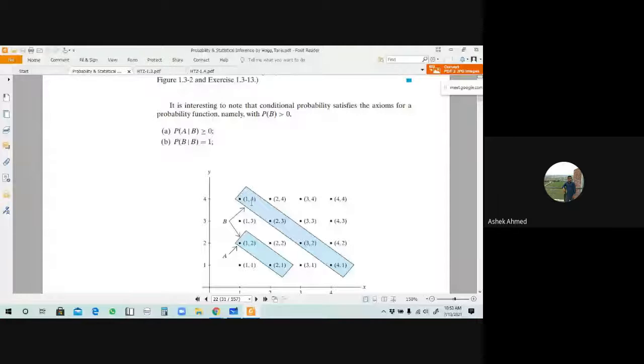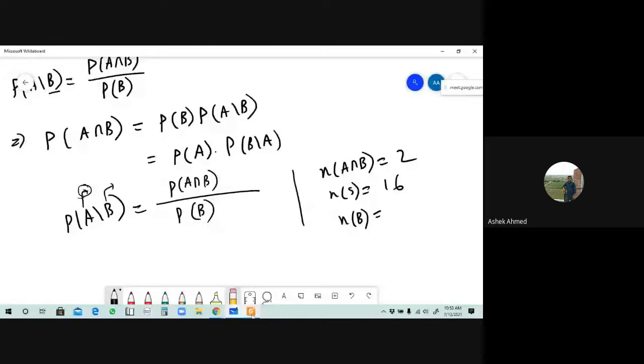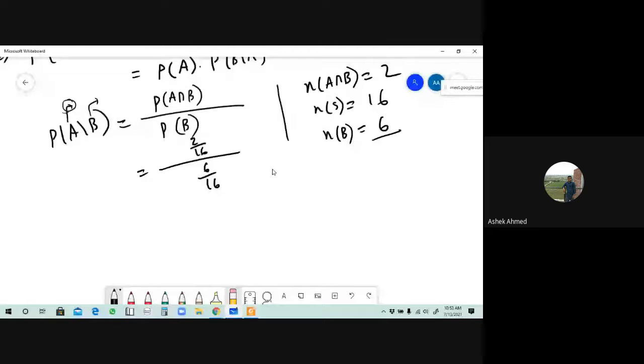and also you can say that the number of B, তাহলে B তে যে B দুটা, that means number of B is here 6. So probability of A intersection B means number of A intersection B divided by the number of S, that means this will be 2 by 16, and this will be 6 by 16. Number of B is here 6. Total number of S is 16. So from here we can say that this will be 2 by 6. 2 by 6 means 1 by 3. This is the result here.